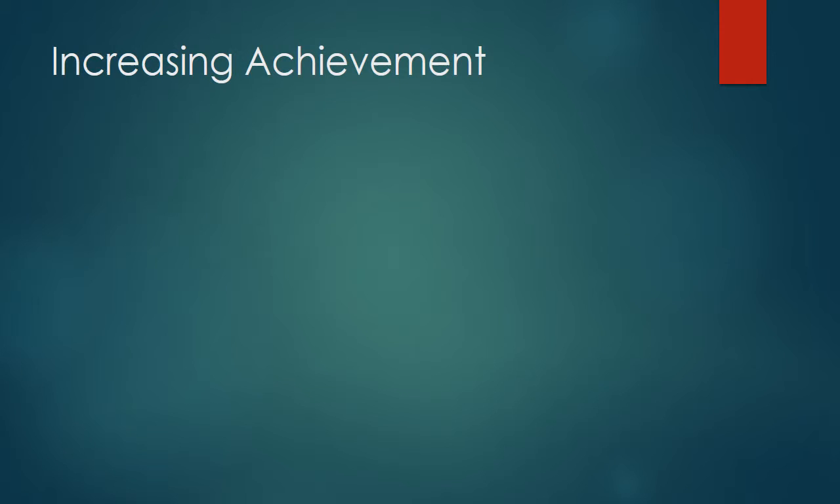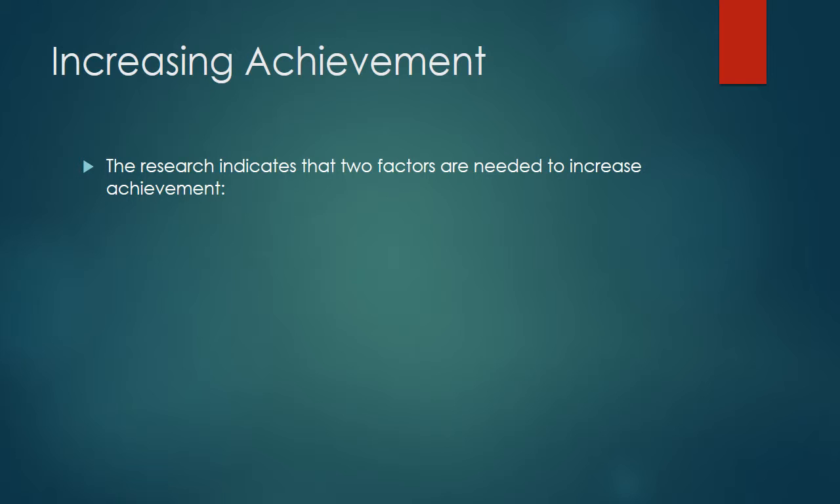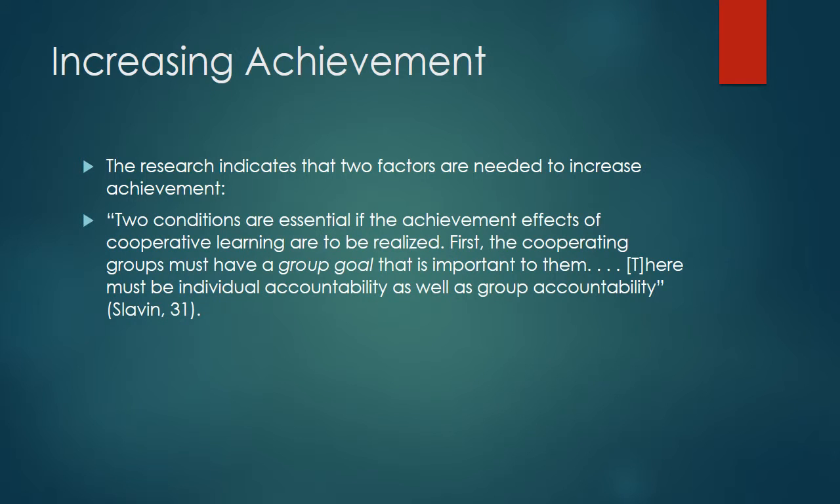So now that we have some information on what cooperative learning is, about how students are engaged in cooperative learning and how we're grouping them, then I wanted to know, well, how can cooperative learning increase student achievement? So according to Robert Slavin, who wrote an article on educational leadership, our research is going to indicate that two factors are needed to increase achievement. These two conditions are essential if the achievement effects of cooperative learning are to be realized. First, the cooperating groups must have a group goal that is important to them. And there must be individual accountability as well as group accountability.